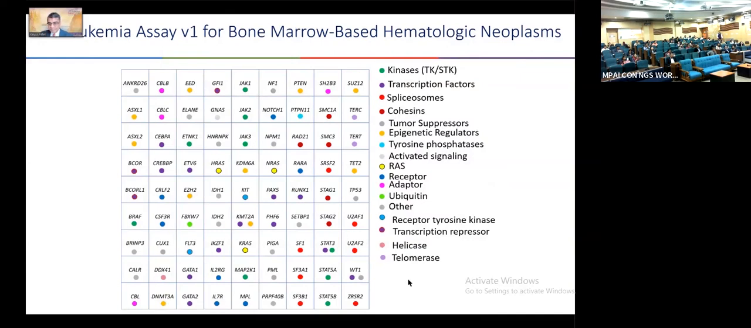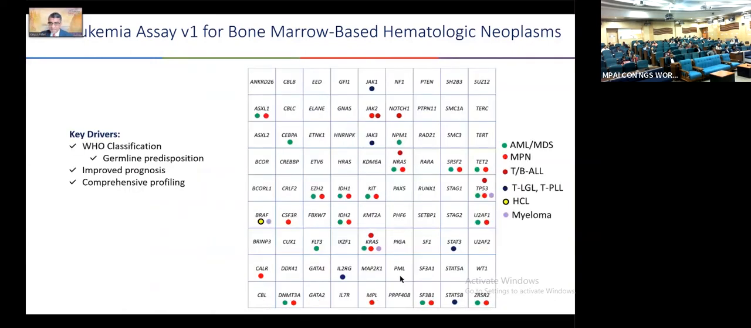This is our 81 gene leukemia panel. We call it N leukemia SA1, which is primarily for bone marrow based hematologic neoplasms, and the content here does reflect that. So this is the type of considerations that went into these panel designs. They would also reflect the clinical application.